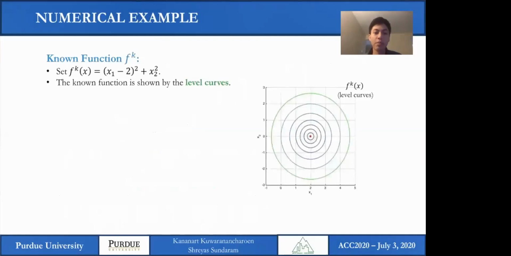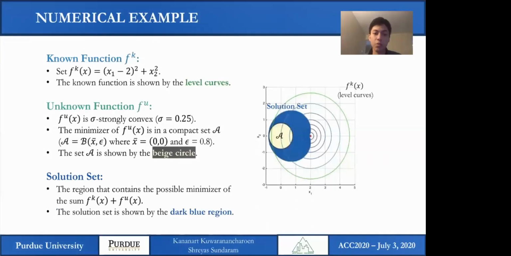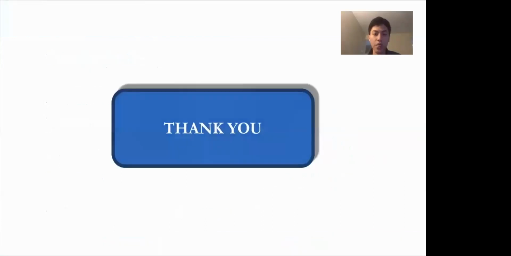In the numerical example shown here, we set the known function to be a quadratic function. This function is shown by the level curves in the figure. For the unknown function, we choose the strongly convex parameter to be 0.25 and the set A to be a ball centered at the origin and radius of 0.8. Finally, using the proposed algorithm, we can estimate the region that contains the possible minimizers, which is shown by the dark blue region. Thank you very much.